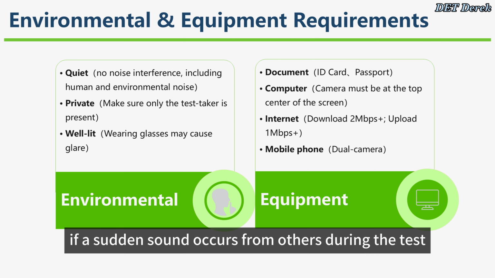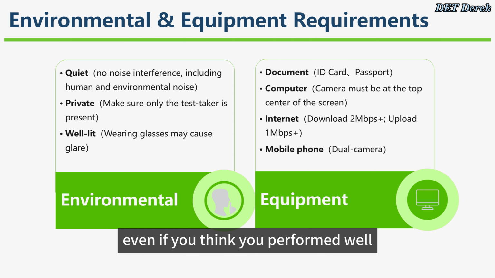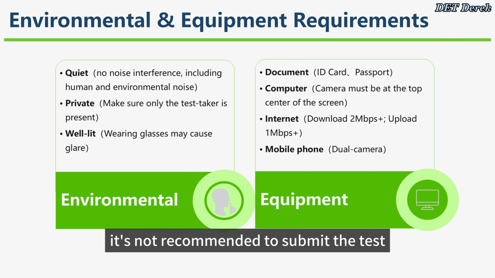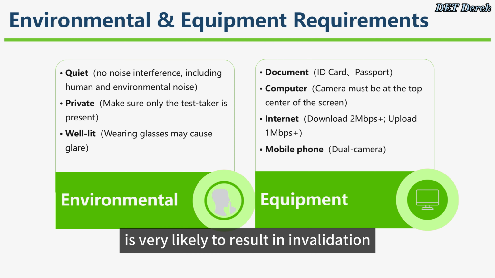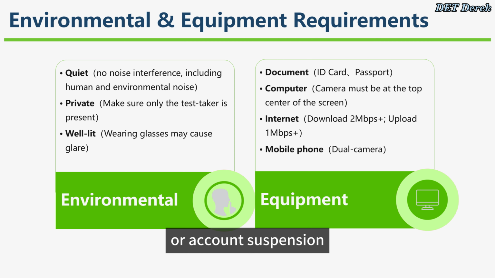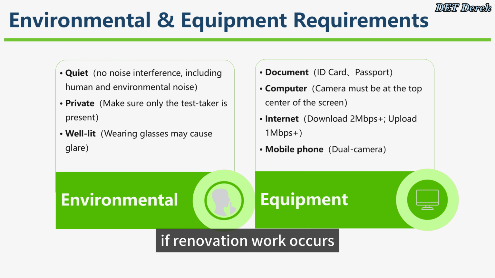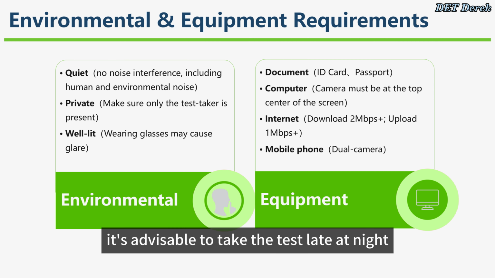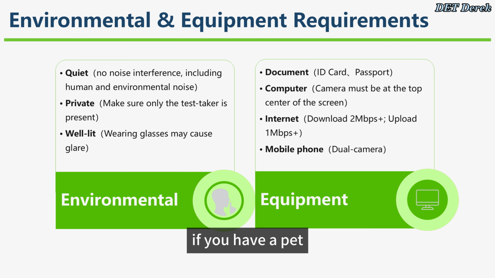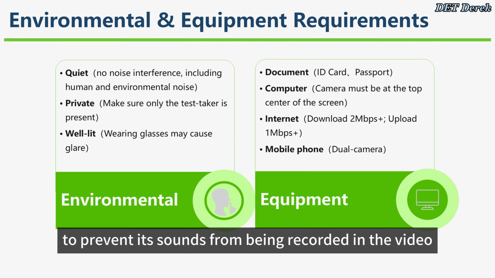If a sudden sound occurs from others during the test, even if you think you performed well, it's not recommended to submit the test, as this situation is very likely to result in invalidation or account suspension. Environmental noise, such as renovation sounds or pet noises, should also be avoided. If renovation work occurs, it's advisable to take the test late at night when it's quiet. If you have a pet, place it in another room to prevent its sounds from being recorded in the video during the test.